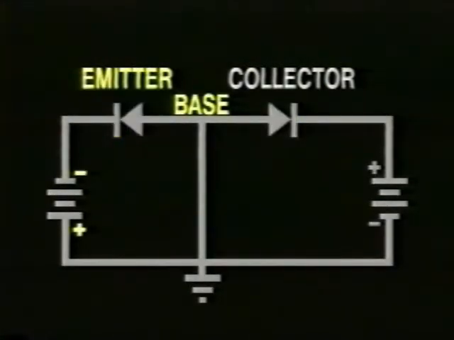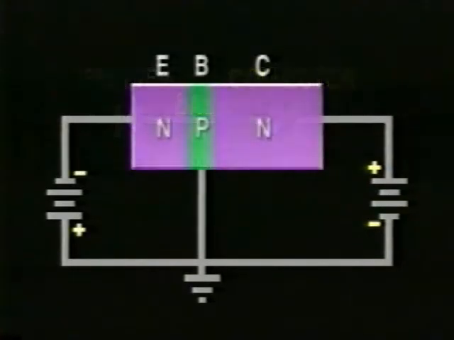In order to forward bias the emitter-base junction of an NPN transistor, the P-type base must be more positive than the N-type emitter. Conversely, to reverse bias the collector-base junction, the P-type base must be more negative than the N-type collector. These requirements are fulfilled by connecting the emitter and collector supply voltages with the polarities shown here.